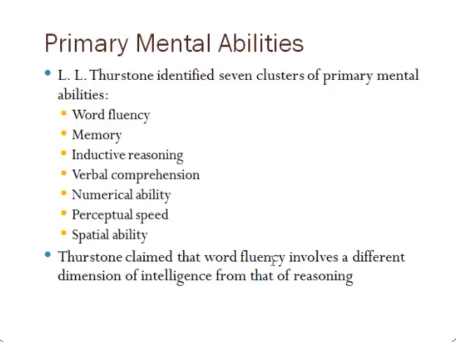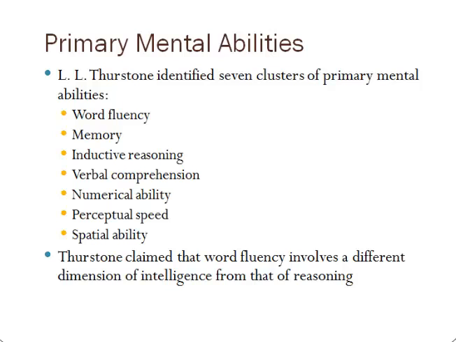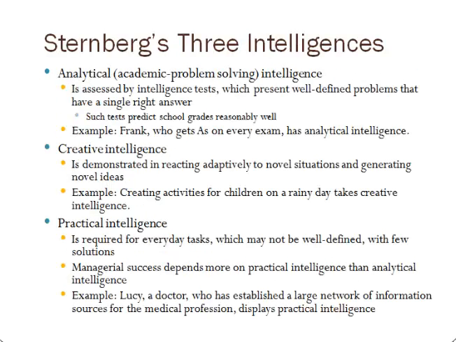And also, word fluency involves different dimensions of intelligence than that of reasoning. But the point is that all of these things are different types of mental abilities that go to the sum total of a person's intelligence. And in terms of what intelligence is, there are really three types of intelligence.